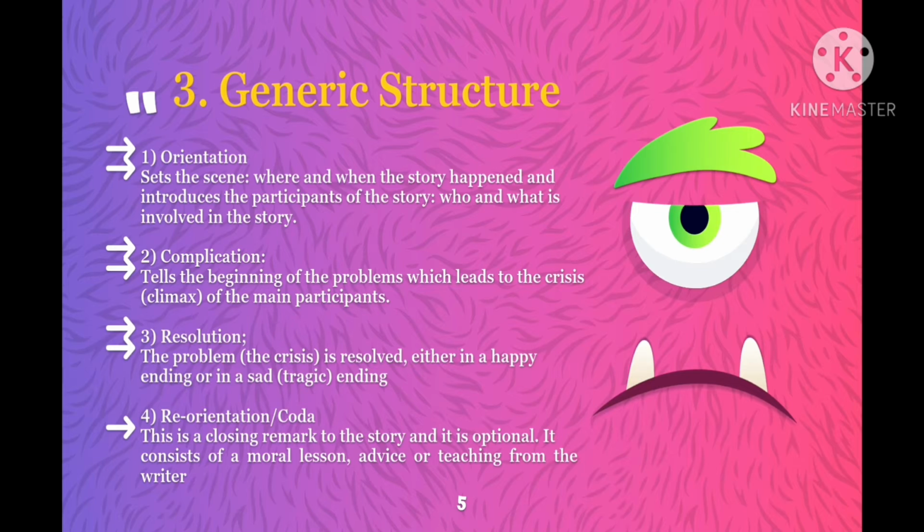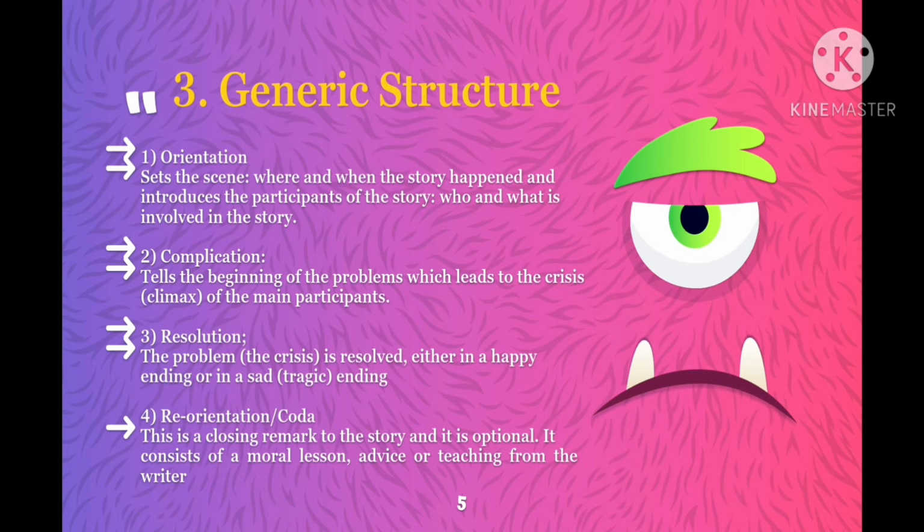The next is generic structures. Generic structures of narrative text are several stages that are usually used in making a narrative text story. The first is orientation. This section is for the introduction of the story, like what the story is about, who the characters of the story are, where the setting place is, and when the time setting is.